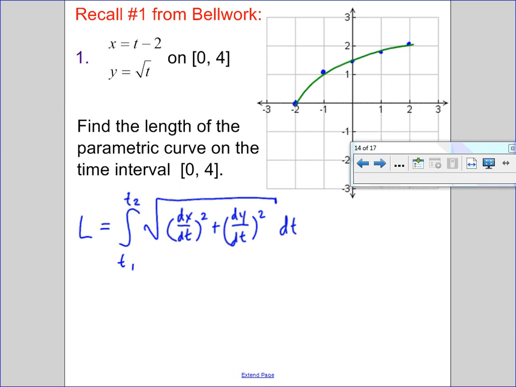So what do we need? Well, we need our expression for dx dt. No problem. That's easy cheesy. What's dx dt? Courtney? Absolutely. So I'll integrate from leftmost time interval 0, rightmost time interval 4, square root of 1 squared, plus, what's dy dt? What's dy dt? Kobe?